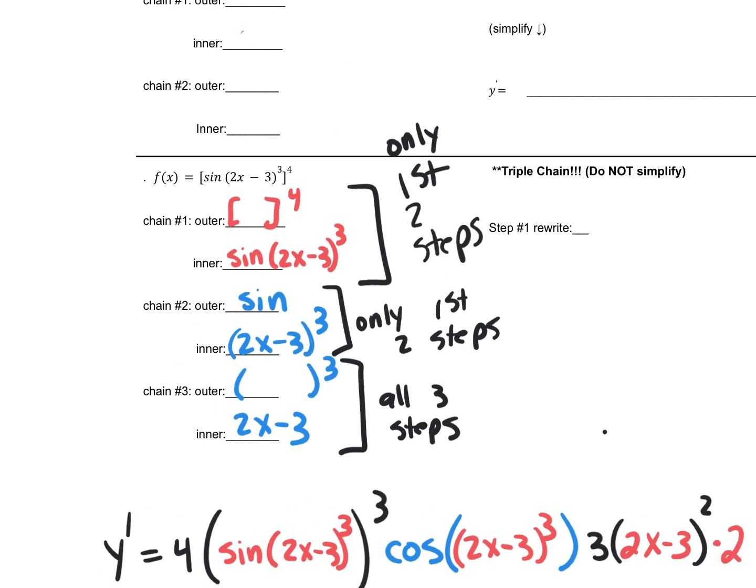There you have it. So this is the first chain, first 2 steps. This is the second chain, first 2 steps. And finally, this is the third chain, all 3 steps. Again, you do not have to simplify anything more than 2 chains.